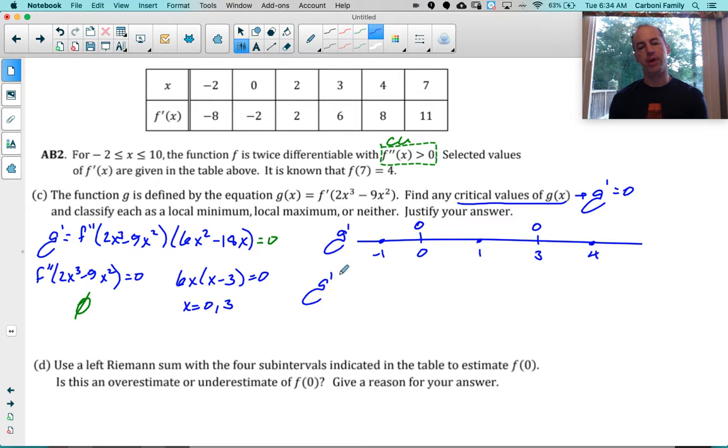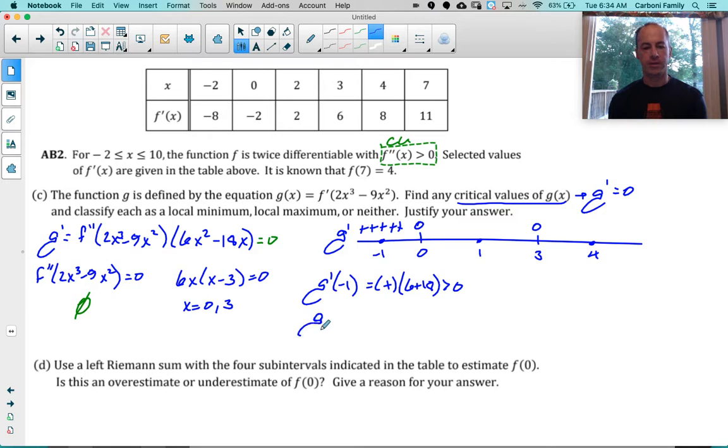So G prime of -1 would be F double prime of -1. And F double prime is always positive, so I'm really not worried about that one. And then 6 times -1 squared is 6. -18 times -1 is +18. That will give me a positive result. And what I wrote right here, this piece, absolutely must be written.